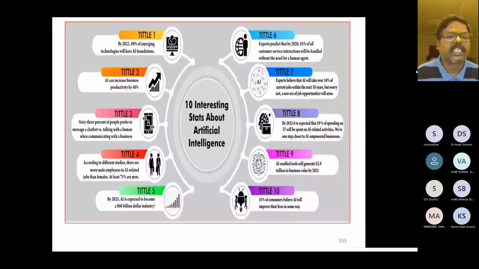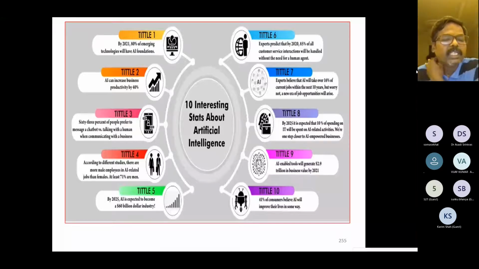Statistic 3, 63% of people prefer to message a chatbot rather than talk with a human when communicating with a business. Then the fourth statistic is, according to different studies, there are more male employees in AI related jobs than females. At least 71% are men. Then fifth statistic, by 2025, artificial intelligence is expected to become a $60 billion industry.